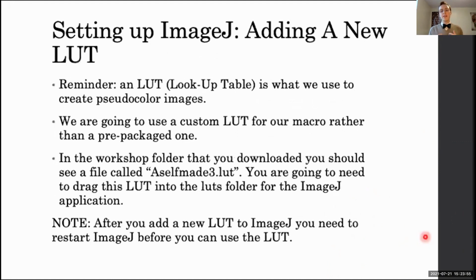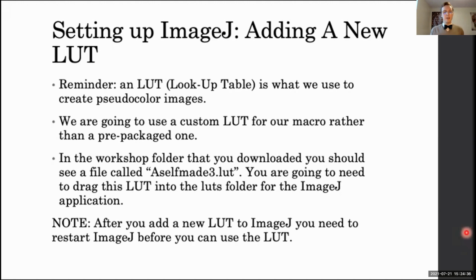All right, so now that we hopefully understand how we are going to be calculating DFF in ImageJ, let's actually get ImageJ set up. The first thing we are going to have to do is add a new lookup table, or LUT, to our ImageJ files. Now, we already talked a little bit about pseudo-color images at the end of the last lecture, and you hopefully all noticed that we created a pseudo-color image using a lookup table, or LUT. ImageJ has a lot of pre-packaged LUTs that we can use, but for our purposes today, we are going to be using a custom LUT.